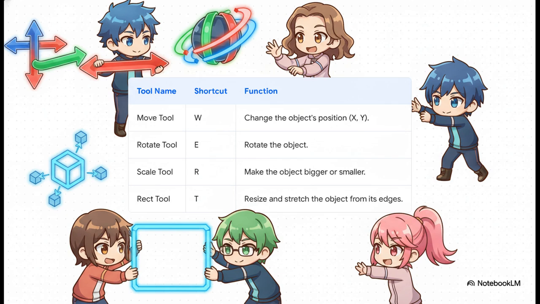With your square selected, try this. Press the W key. That's the move tool. You can now drag those arrows to move it around. Now press E. That's the rotate tool. Press R for the scale tool to make it bigger or smaller. And finally, press T for the rect tool, which is amazing for stretching 2D objects. Seriously, take a moment here, pause if you need to, and just cycle through W, E, R, and T. Get a feel for what each one does.